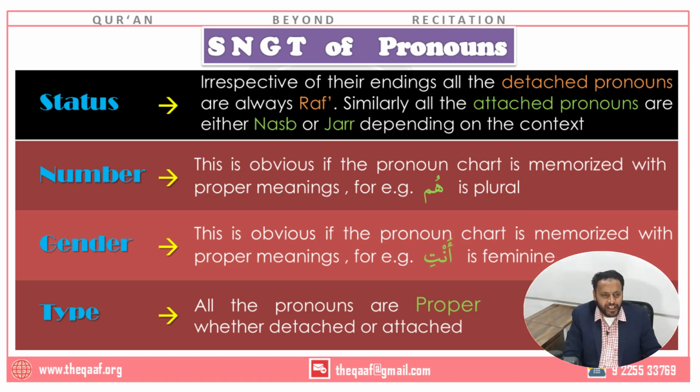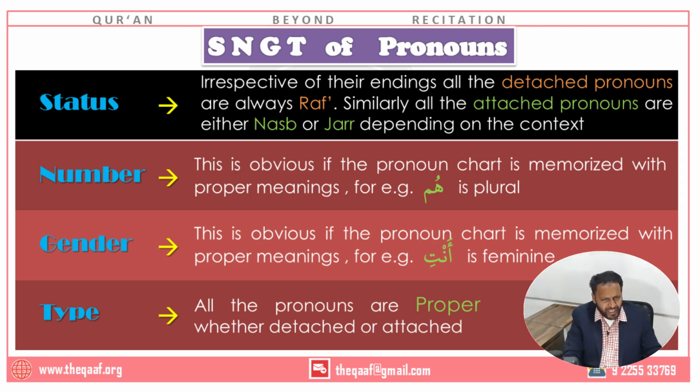Okay, what about the gender? Well, the gender is also sorted out. The first and third row are masculine, second and fourth row are female. That's it. So just check where your word belongs. Is the word in the fourth row? It's a female. Is it in the second row? That's again a female. Okay. So status is done, number is done, gender is done.